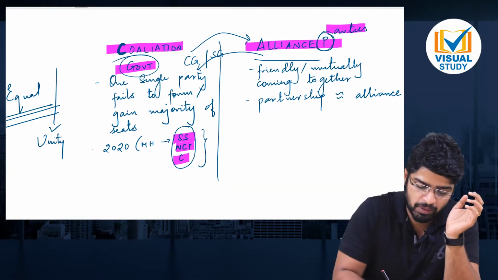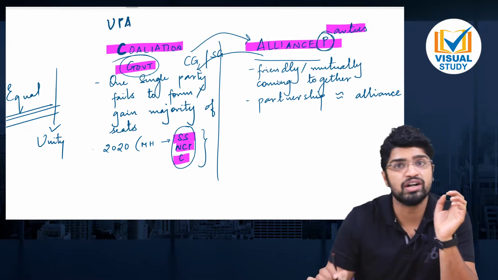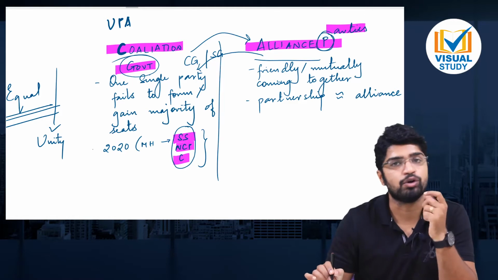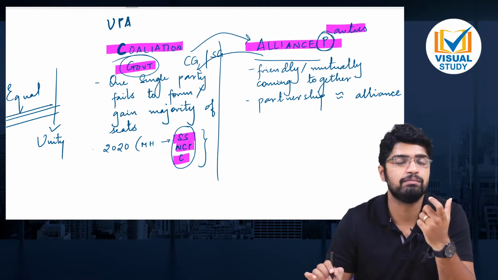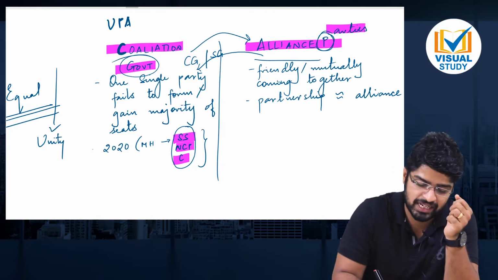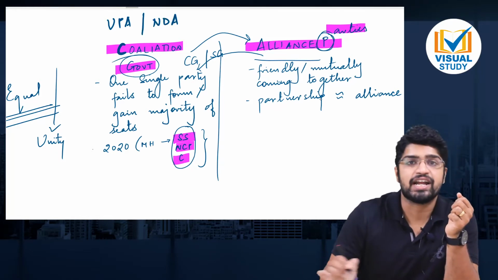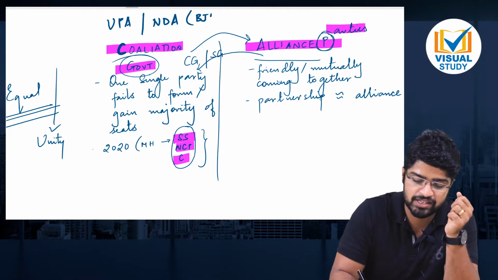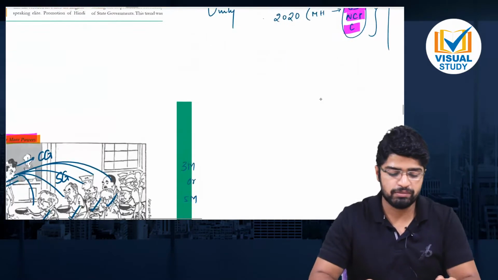Number one is the UPA, which we have studied, called the United Progressive Alliance, led by Congress and its alliance partners. And number two is the NDA, called the National Democratic Alliance, led by BJP and its alliance partners. Okay? So what is the problem in these?